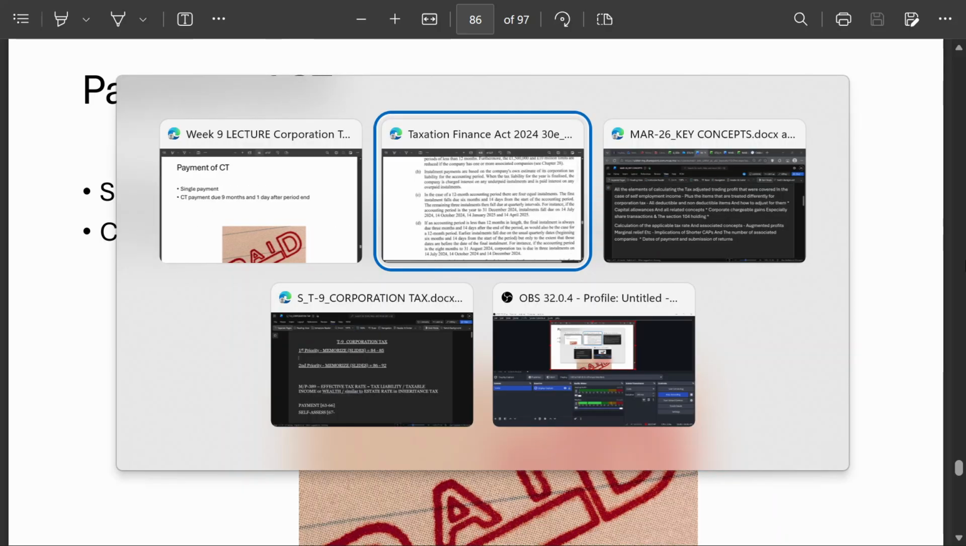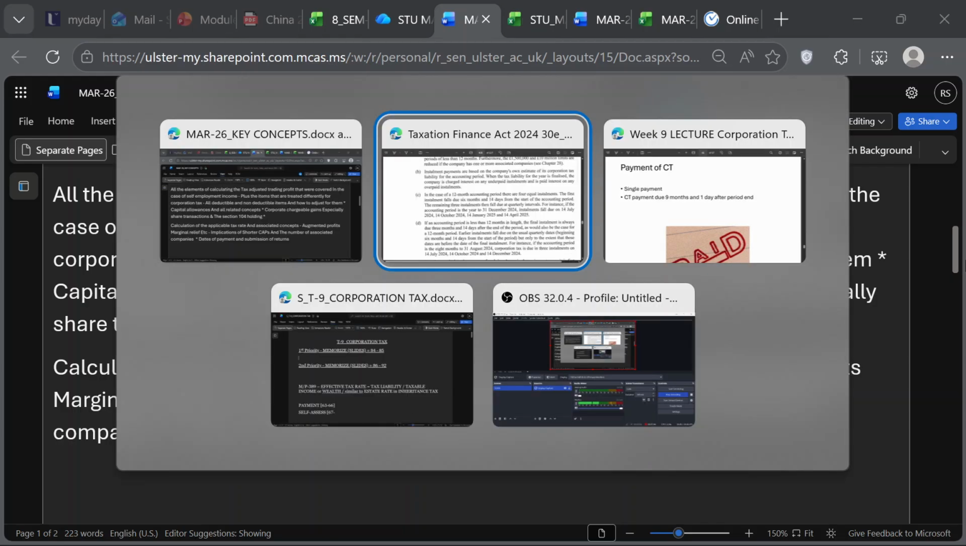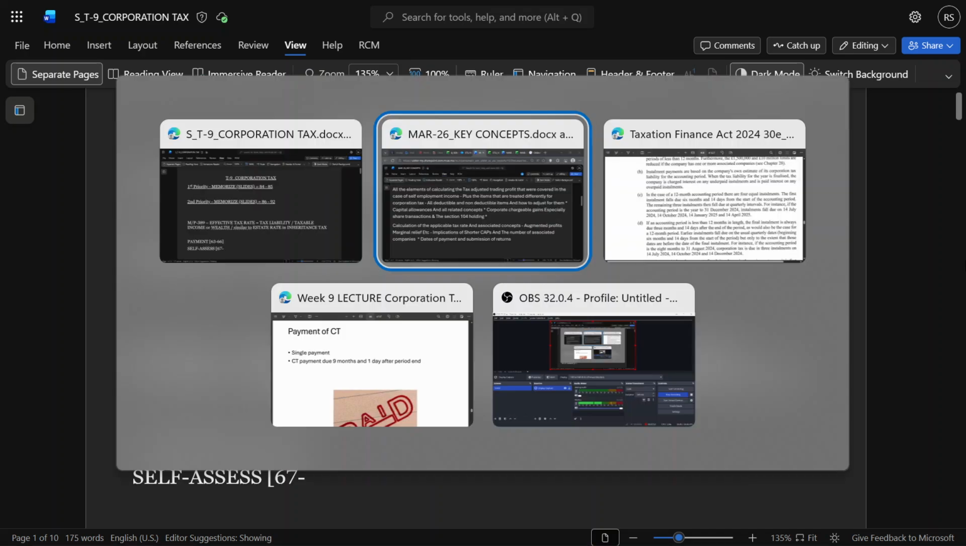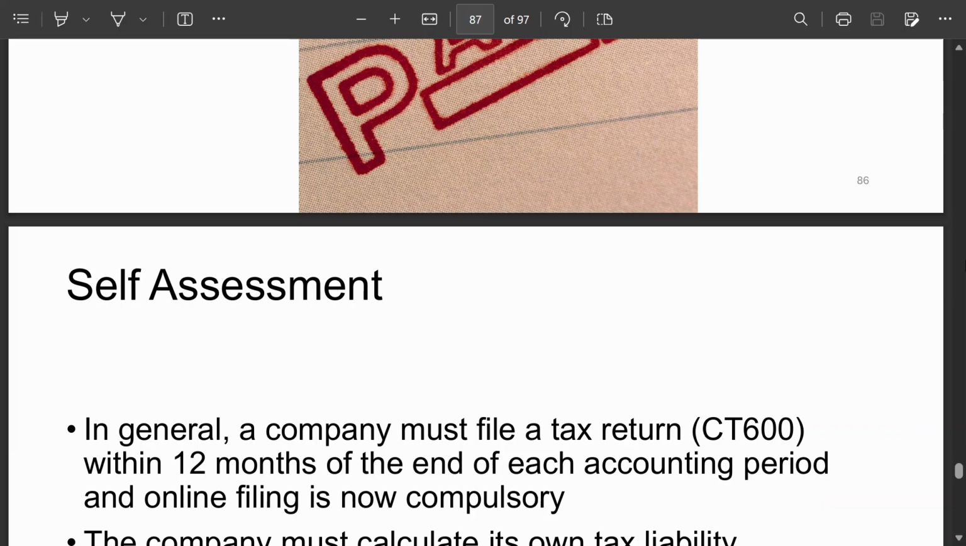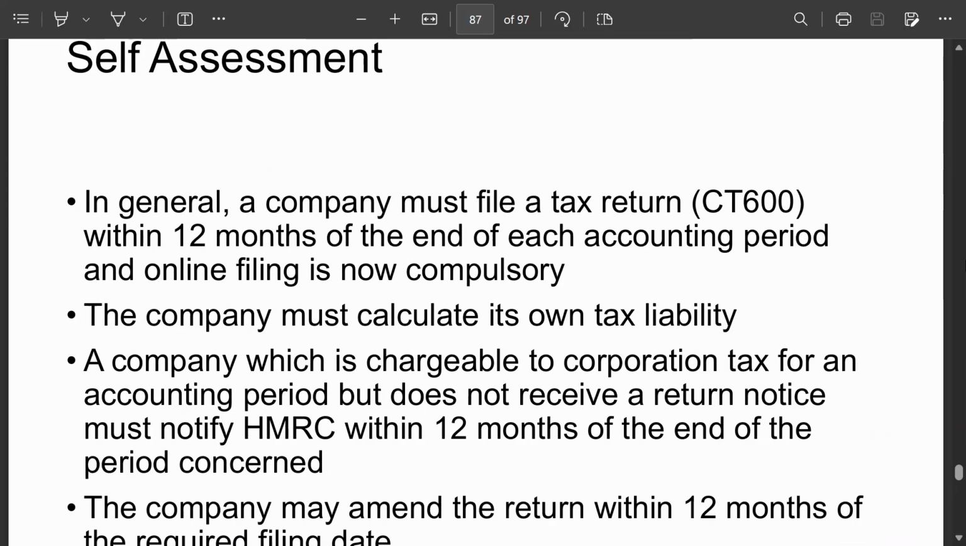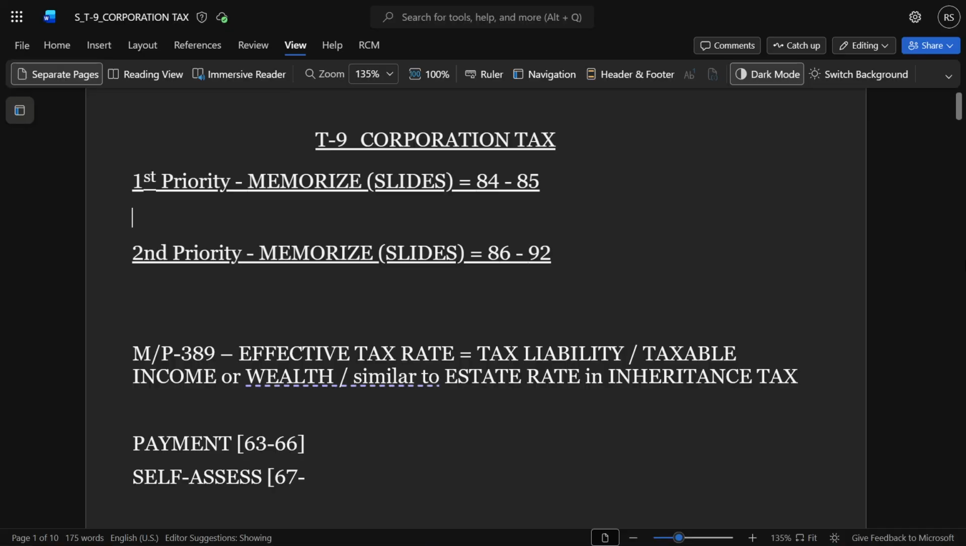That's why I said slides 84, 85 you should memorize. I'm not going to spend too much time on this because it's just mechanical information. Self-assessment is of secondary importance. So what did I say? Pages 86 to 92, again, I'm not going to spend time on because it's just basic information, like Dalian to Beijing is so many miles. There's no point in reading it out, you just memorize it, okay?